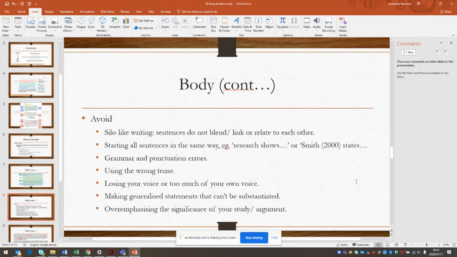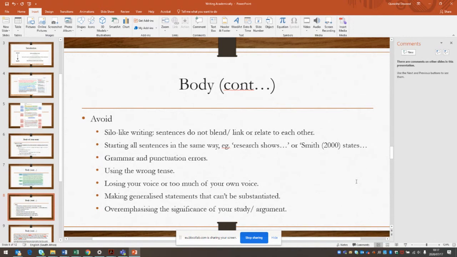If I read a paragraph, I want to know what your main argument is. I want to have a sense of what you've spoken about already. Also, don't start all sentences in the same way, like "research shows" or "Smith states." Make it interesting for a researcher. You can say "as shown," or "much like Smith," or "Alan also agrees," or something like that.